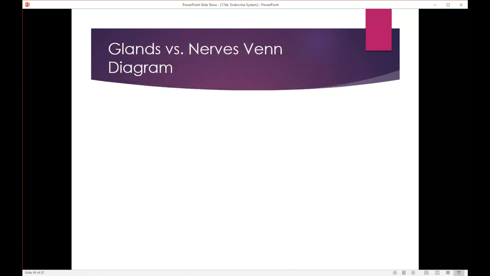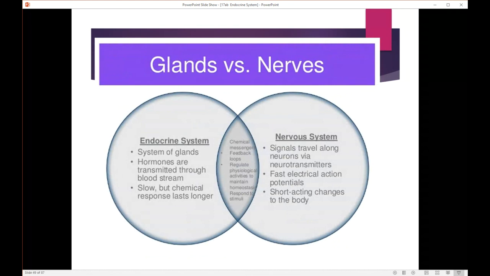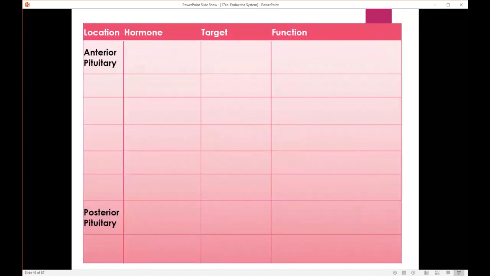Okay. I encourage you to take a look at the difference between glands and nerves. So there's the endocrine system and the nervous system. What are the differences for them? And then I encourage you to be able to fill in this chart.